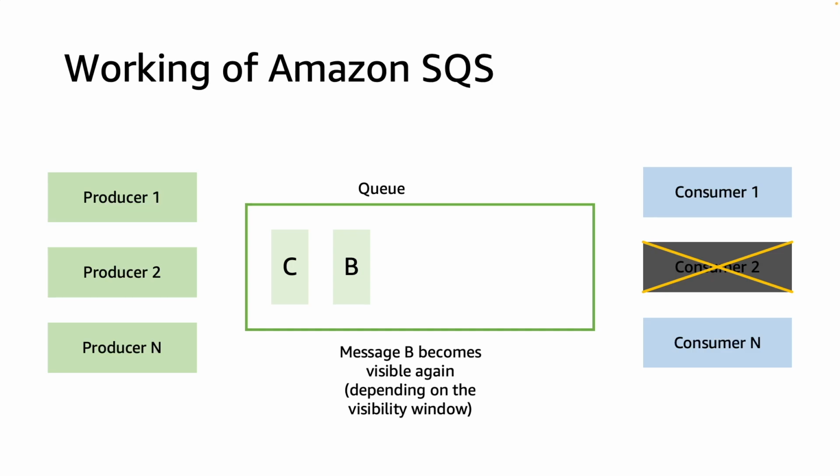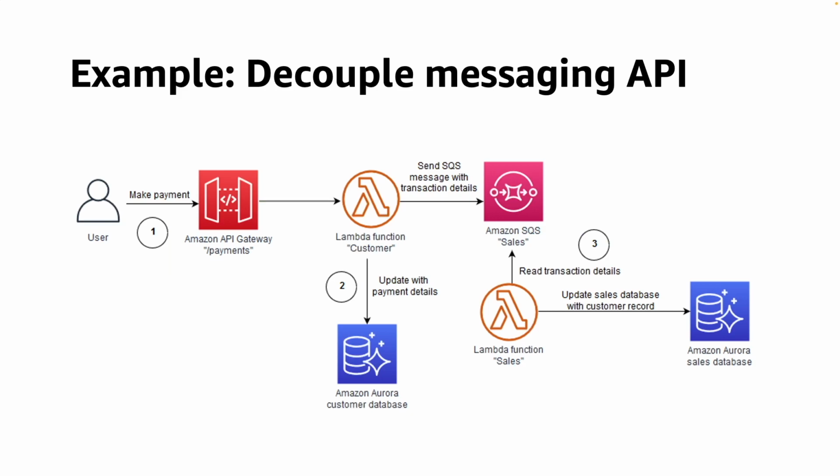So let's take a look at one example, decoupled messaging in an API. A user is making a payment through the API gateway. When you're making a payment, there will be two parts. One, you want to store that payment detail in the customer database, and we are doing this with the help of a Lambda function. In the customer Lambda function, we are updating the payment details in the Aurora database.